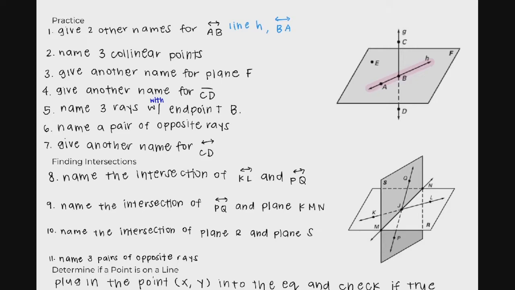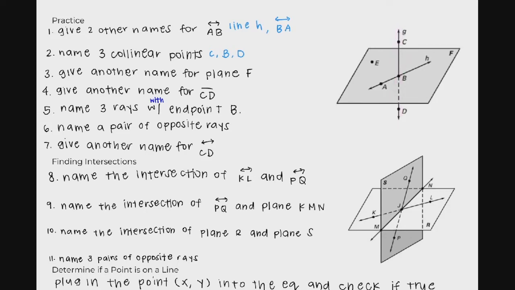Okay, the next question is name three collinear points. So we're looking for 3 points that are all on the same line. If we look at line AB that we were looking at earlier, there's no other points, so we can't use that line. The other line that we have is here, line g. And on this line we have the points C, B, and D. So C, B, and D, and all of those are on the same line, so that's why they're called collinear.